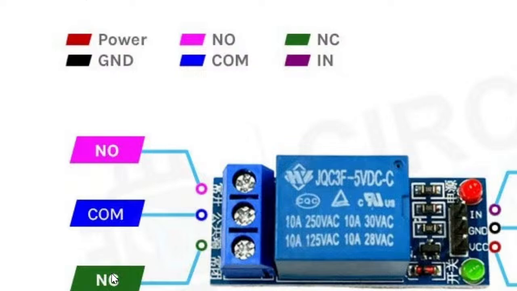So if you connect it to NO, normally open, as the name suggests, by default the circuit is open. Whenever you power it, the circuit immediately gets completed because the armature moves and forms a conductive path, so it turns on. But if you connect it to NC, when you power it, it will turn off. By default, it will be connected. That is the difference between normally open and normally closed.